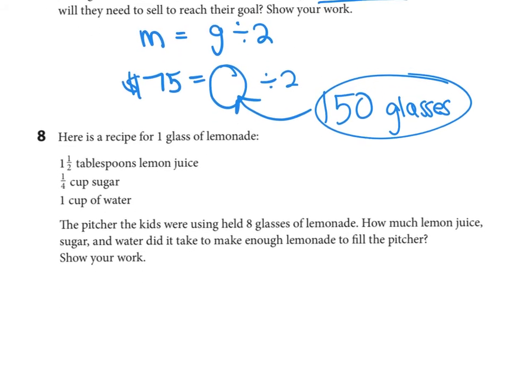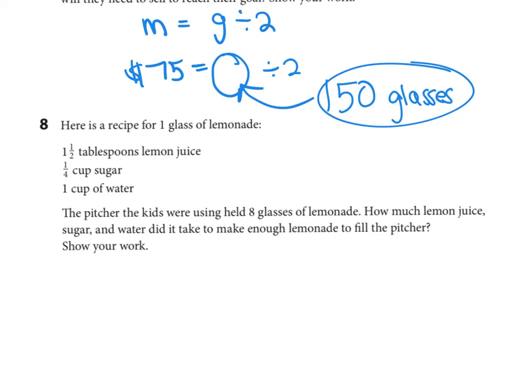Looking at the next one, number 8. Here's a recipe for 1 glass of lemonade: 1.5 tablespoons lemon juice, 1/4 cup of sugar, 1 cup of water. Sounds delicious. The pitcher the kids were using held 8 glasses of lemonade. How much lemon juice, sugar, and water did it take to make enough lemonade to fill the pitcher? Okay, so 1 glass is this, but now I have 8 glasses. So I need to multiply each of these times 8.